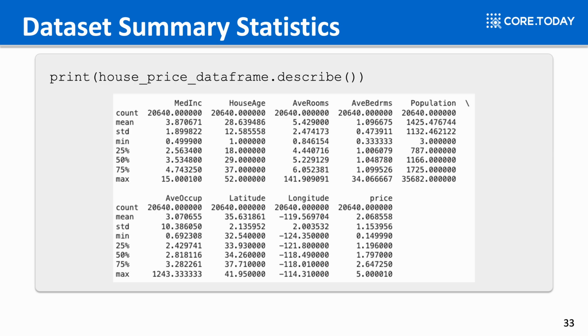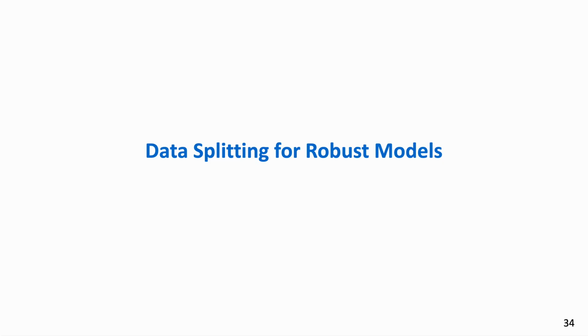Here, we use the describe function to calculate basic statistical metrics for each feature in the dataset. These include measures like mean, standard deviation, minimum, maximum, and the quartiles. It's a quick way to gain a high-level understanding of the data distribution and spot any anomalies, such as extreme outliers or missing values. Now, let's talk about splitting the dataset into training and testing subsets.